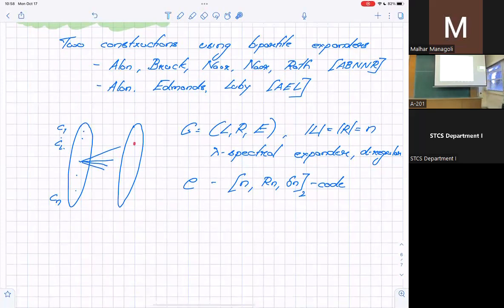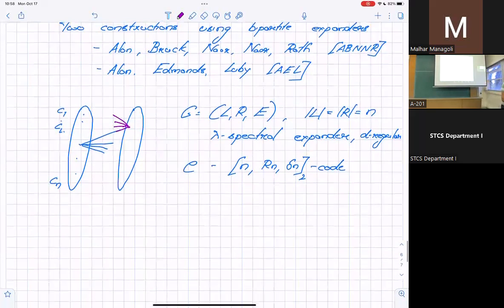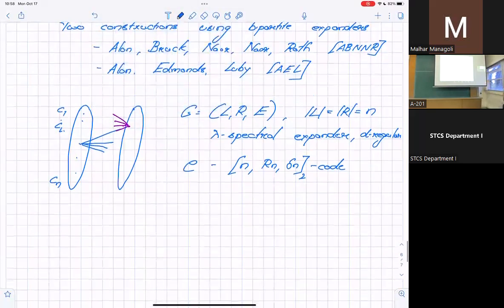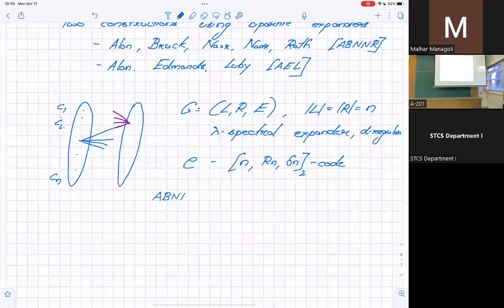And these vertices on the right will collect these symbols. So each vertex here collects these symbols. The final code, which I'm going to call the AEL code of C, is going to be a subset of ({0,1}^d)^n, so the alphabet is going to be {0,1}^d. Writing it is a pain, but it should be clear what it means.